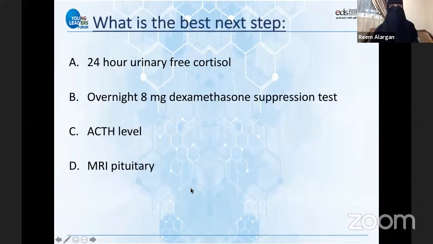So what do you think is the best next step at this stage? Should we go for 24-hour urinary free cortisol, overnight 8 milligram dexamethasone suppression test, ACTH level, or MRI pituitary? Again, you have 15 minutes to share your thinking at this stage.